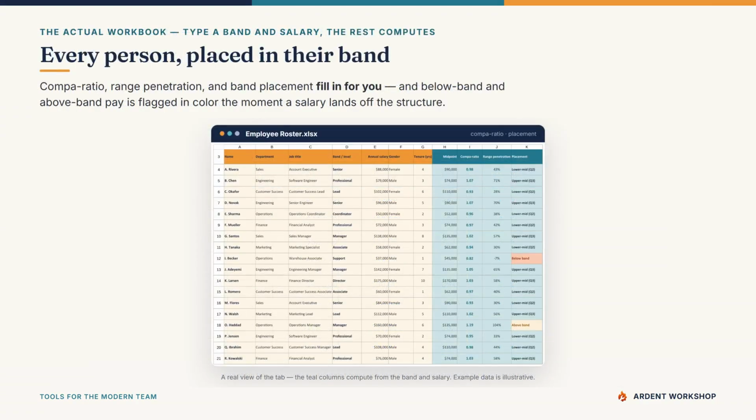Now list your people. Type each person's band and salary, and their Compa-Ratio, range penetration, and band placement fill in automatically. The moment a salary lands below the minimum or above the maximum, it's flagged in color. So off-band pay never slips past you unnoticed.